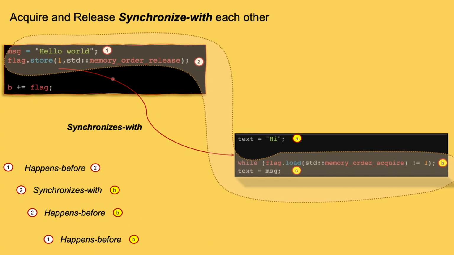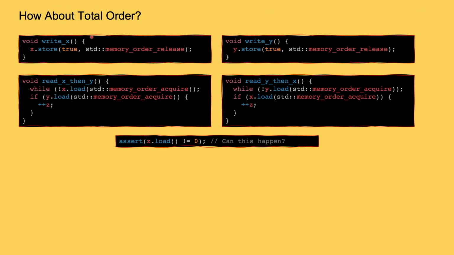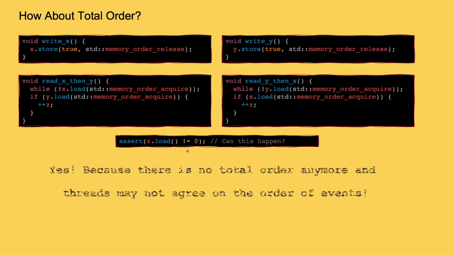Now, as we mentioned, acquire and release provides this bridge which it synchronizes with, and we can happily still do all these deductions that we used to do before and reason about our code. And also, as we talked before, because total order doesn't exist anymore, if you run this and mark your atomic operations as acquire and release, this assertion can still fire because there's no total order the same way that it was with sequential consistency.